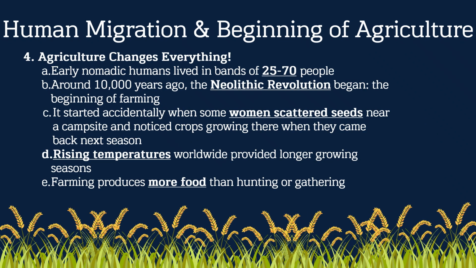Agriculture is going to change everything. Farming changes everything. Early nomads are living in medium-sized bands, about 25 to 70 people, based off the herd of the animal they're following. And around 10,000 years ago, the Neolithic revolution begins. It's the beginning of farming, the beginning of agriculture.